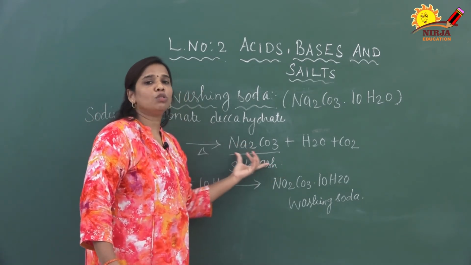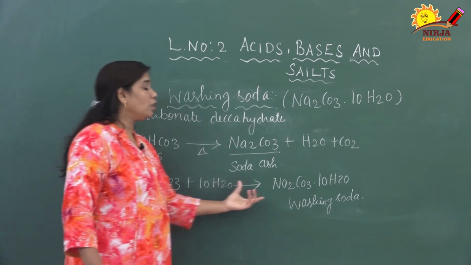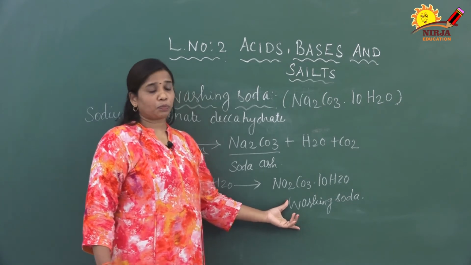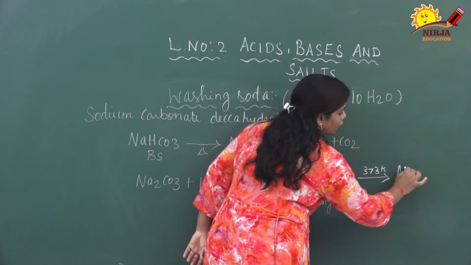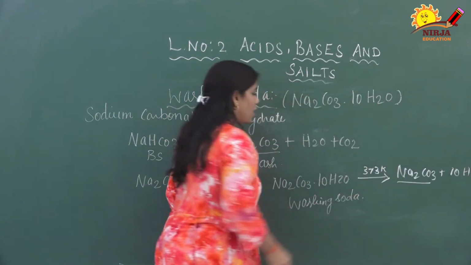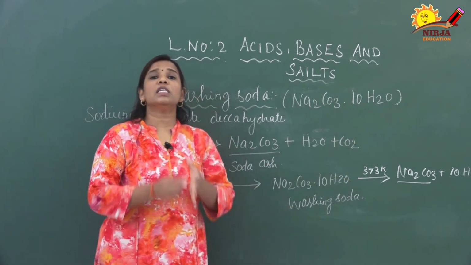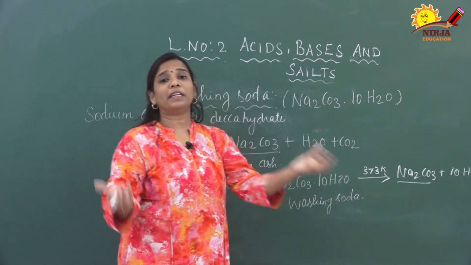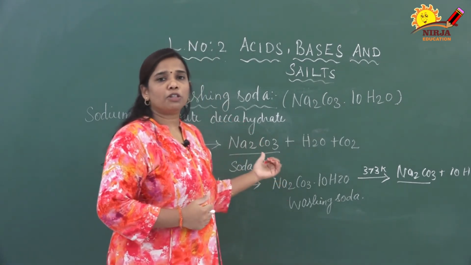Soda ash formula is Na2CO3. This soda ash reacts with 10 molecules of water and is converted into Na2CO3, 10 H2O. This is called washing soda. Once again, if you heat this washing soda at 373 Kelvin temperature, it is converted into Na2CO3 as the 10 molecules of water separate. This hydrated sodium carbonate is converted into anhydrate. Anhydrate means removal of water, dry. So when we rehydrate the sodium carbonate by combining it with water, we will get washing soda. This is the preparation of washing soda.